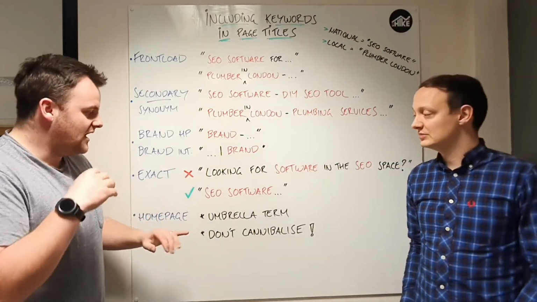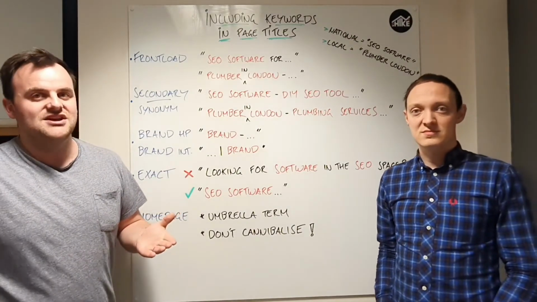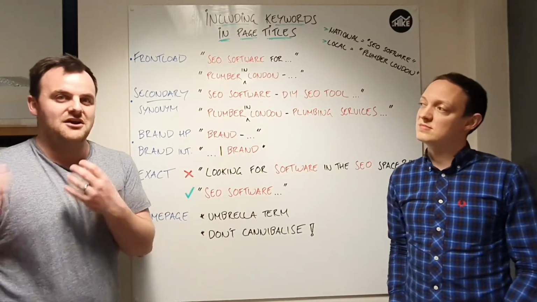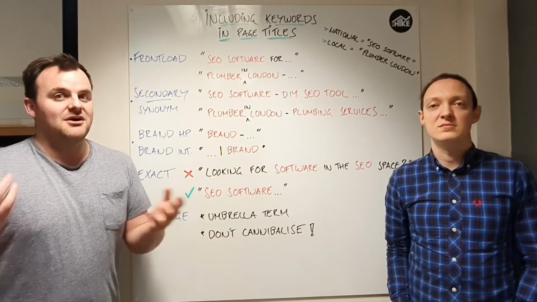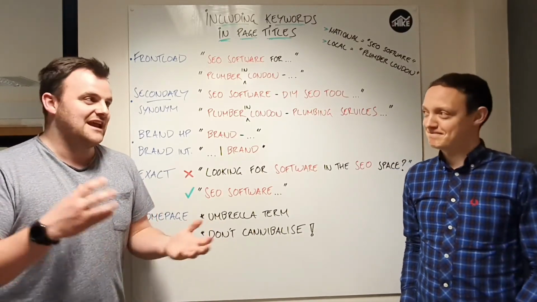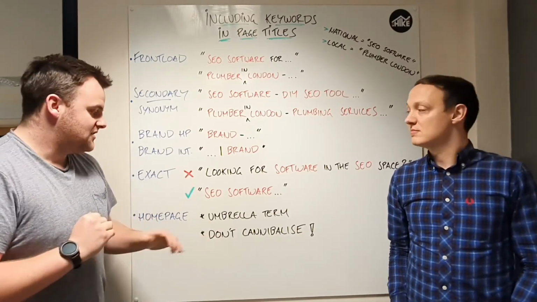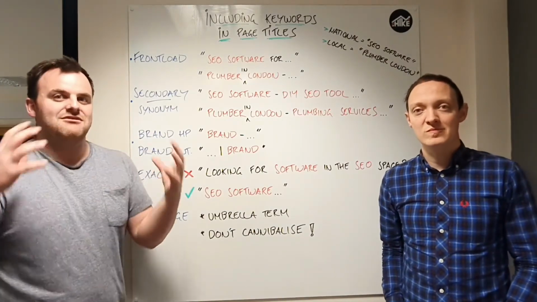And don't cannibalise. So don't target a keyword on your homepage and internal pages as well. Because what you'll have is that Google will potentially fight over which one to show because it doesn't know which page is meant to be ranking. You might think that's a good thing, that Google's got more than one page to choose from, but actually it tends to have a negative impact. And your keywords will drop down. So don't cannibalise and really use an umbrella term that encompasses everything that your company does on your homepage.